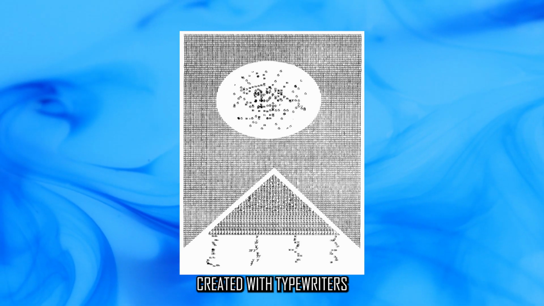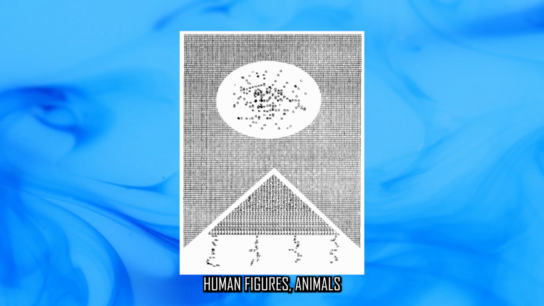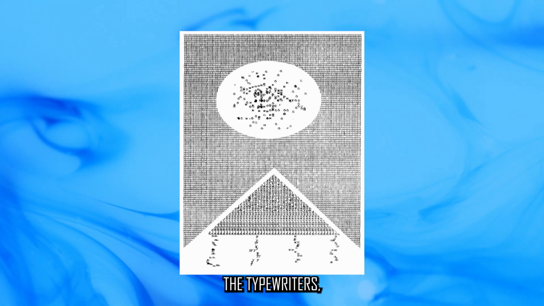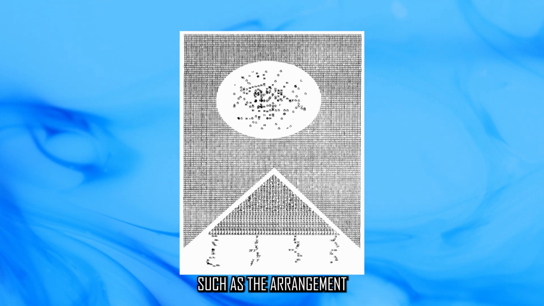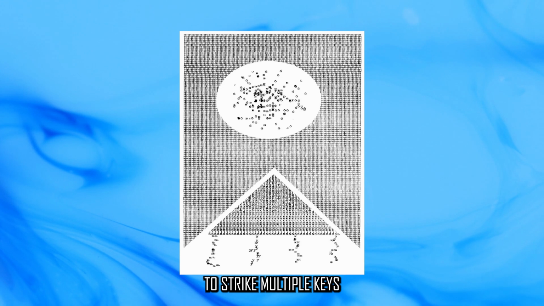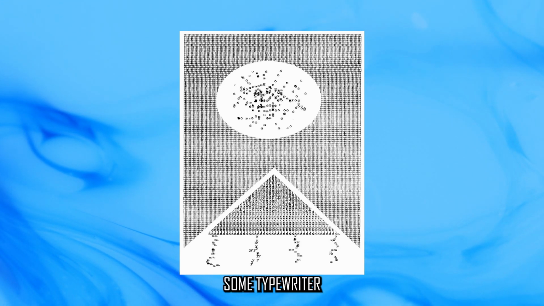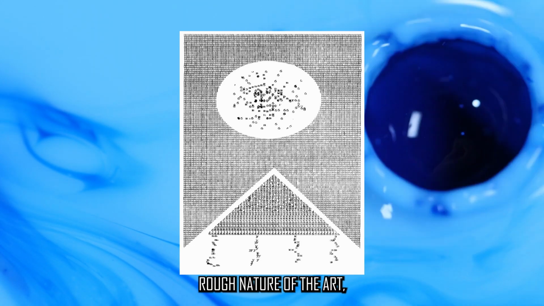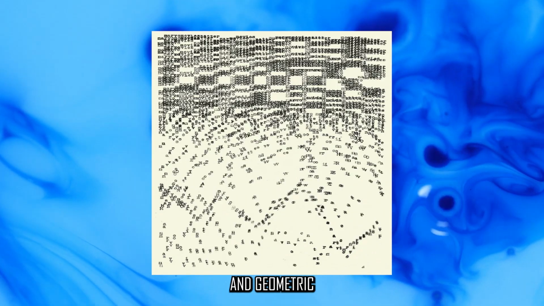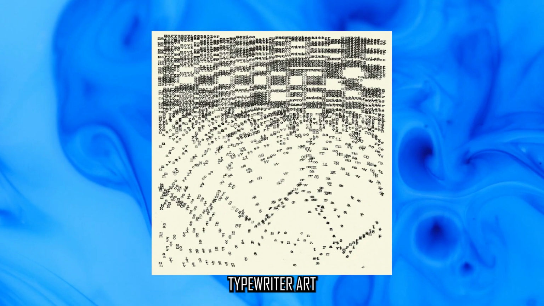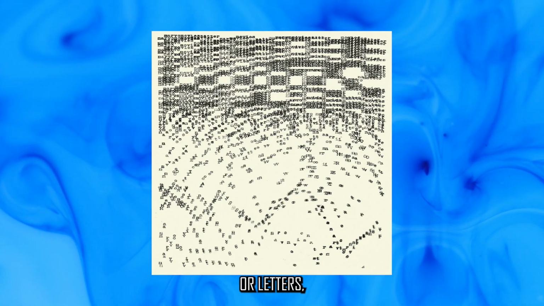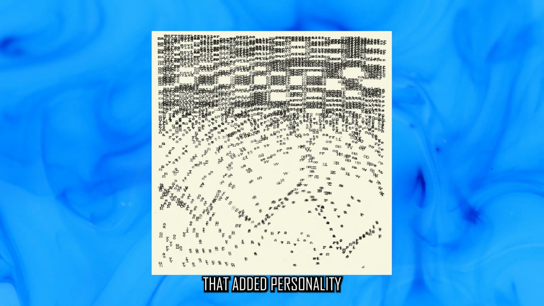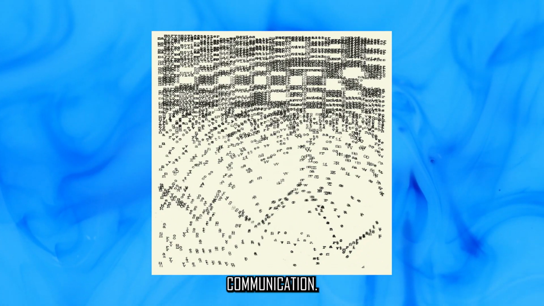The art created with typewriters typically featured human figures, animals, or abstract designs, relying on the typewriter's mechanical limitations, such as the arrangement of characters on the page and the ability to strike multiple keys at once. Some typewriter artists focused on the use of capital and lowercase letters, punctuation marks, and other symbols to create intricate details in their work, while others embraced the pixelated, rough nature of the art, resulting in more abstract and geometric compositions. Typewriter art was often displayed in personal correspondence or letters, a form of expression that added personality and visual interest to the medium of written communication.